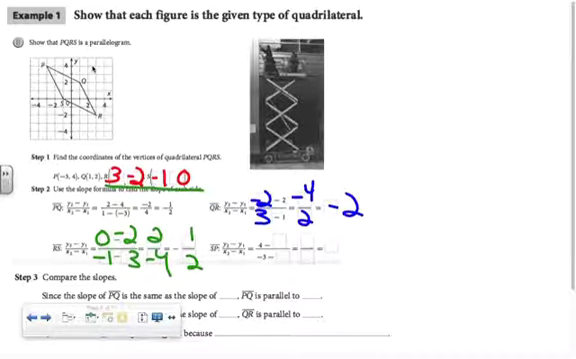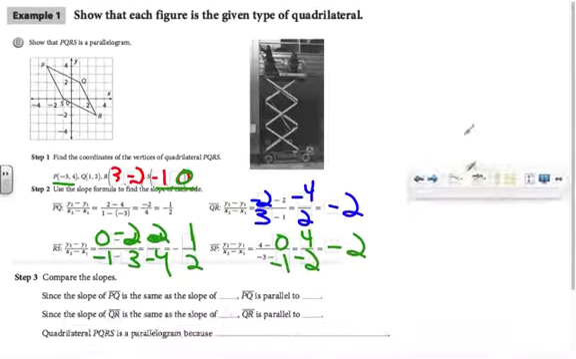Finally, slope of SP. I'm going to be using those 2 points. So that's 4 minus 0 over -3 minus -1. 4 minus 0 is 4. -3 minus -1 is -2, and that simplifies to -2.